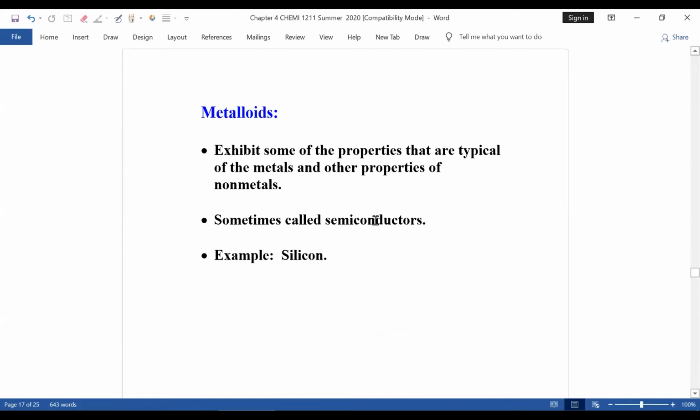Then there are things called metalloids. Will this ever be on a test? No. But they have some of the properties of both metals and non-metals, and they're very important. The most important one is silicon, and there are others too, that make semiconductors, which make transistors, which make the boards for things like your cell phone or my computer monitor.